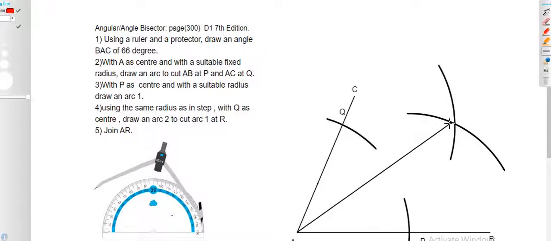Now here you have to coincide this line, and here you go. So this was the angle 66, which is bisected. Bisected means two sected, two different parts. Now this is the angle which got bisected. So this is the reason we call it an angle bisector, dividing an angle into two equal parts. So this is how you go on with angle bisectors. Thank you.